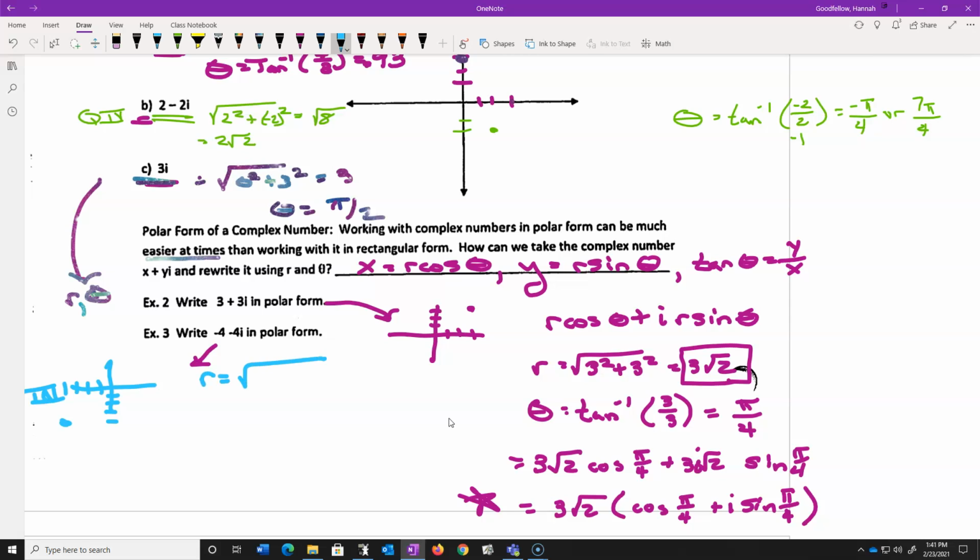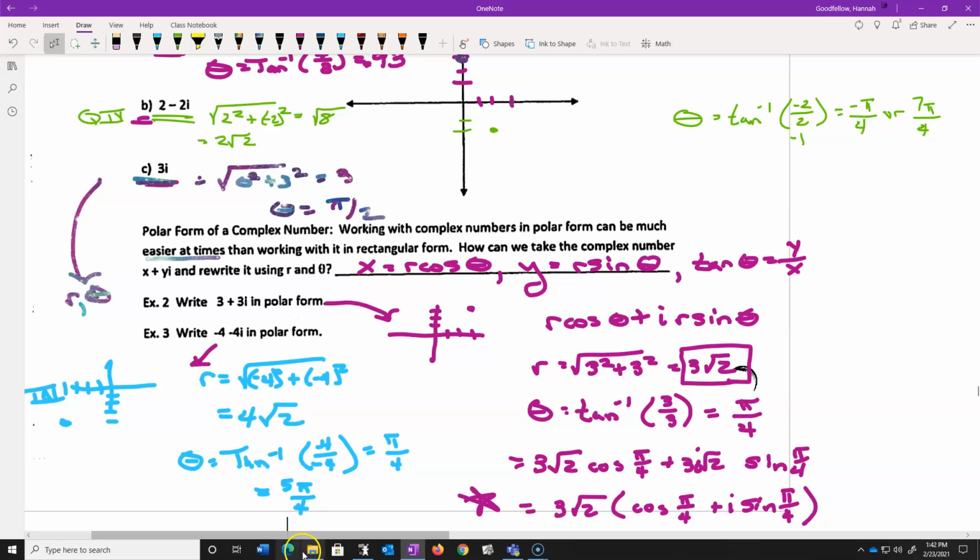R would be the square root of -4 squared plus -4 squared again, and that's 32. That ultimately boils down to 4 root 2, all right? It's that 45-45-90 triangle deal. Theta, on the other hand, would be equal to the inverse tangent of -4 over -4, which is +1, and that would give you an answer in the first quadrant of pi over 4. But the answer is not in the first quadrant. It's actually in the third, so the right answer is 5 pi over 4.